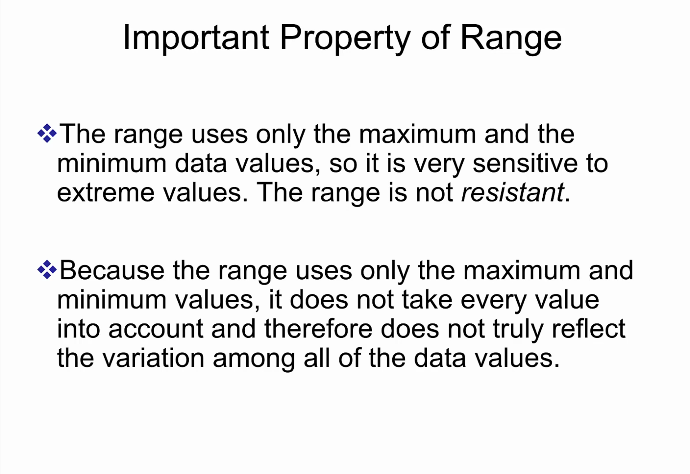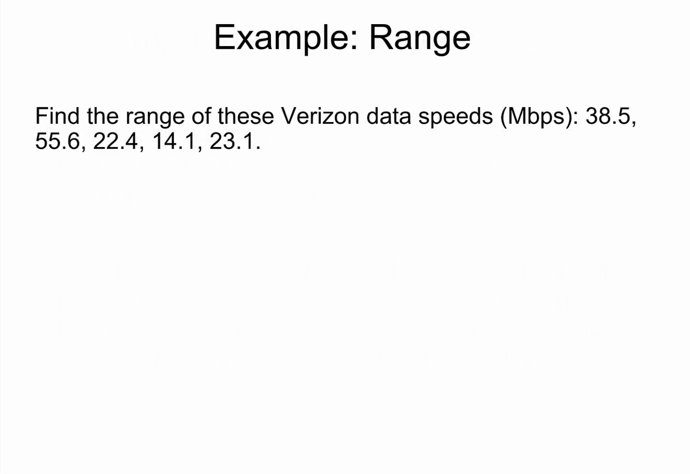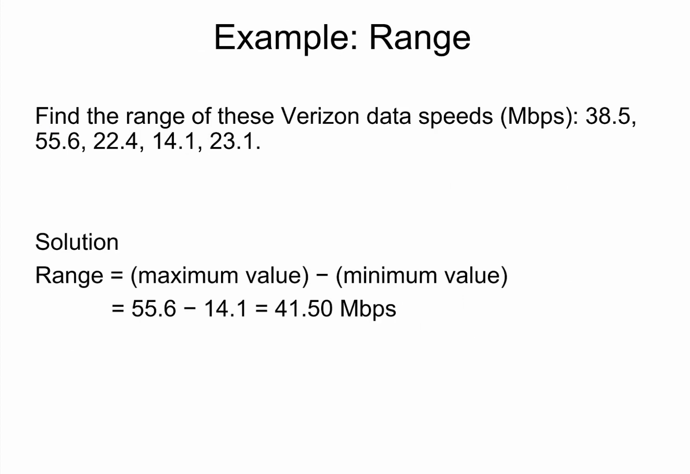Because the range only uses the max and the minimum, it doesn't take every value into account and therefore does not truly reflect the variation among all of the data values. Find the range of the Verizon data speeds. So the solution here, we take the maximum 55.6, subtract the minimum 14.1, and we get a range of 41.5.